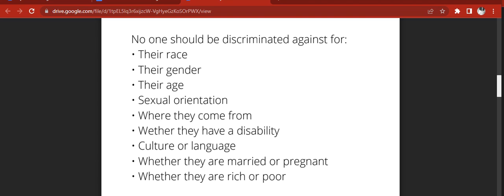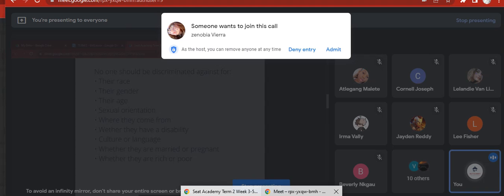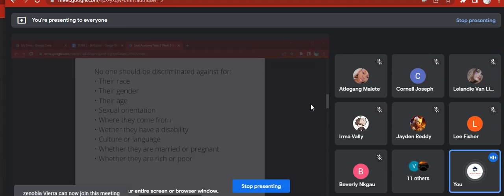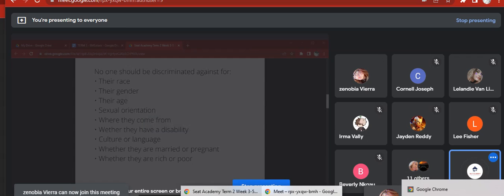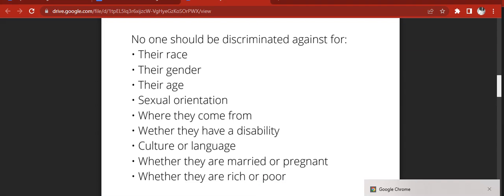And then their age. It does not matter. People should not discriminate against you just because you're old or you're young. Sometimes you find that people discriminate against older people because they're frail and old, and you'll hear people saying things like, "Oh, they don't know anything. This person is old, he or she doesn't even know what she's talking about."